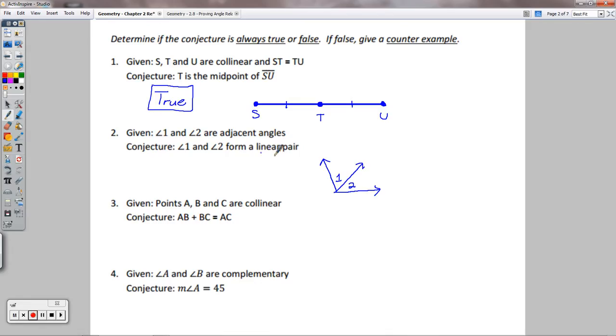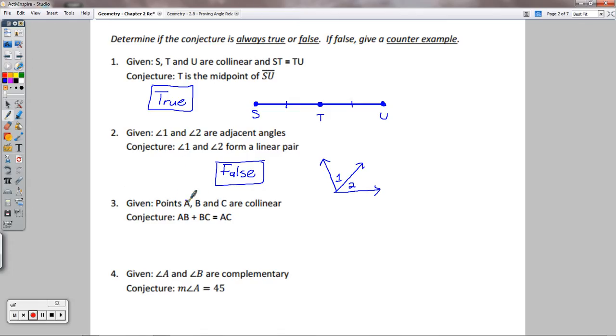However, they do not form a linear pair. This is a counterexample. This is why this one is false. You could draw other counterexamples where these angles are slightly bigger or smaller, but they don't form a perfectly straight line together. So this one, we came up with a counterexample proving that conjecture to be false.